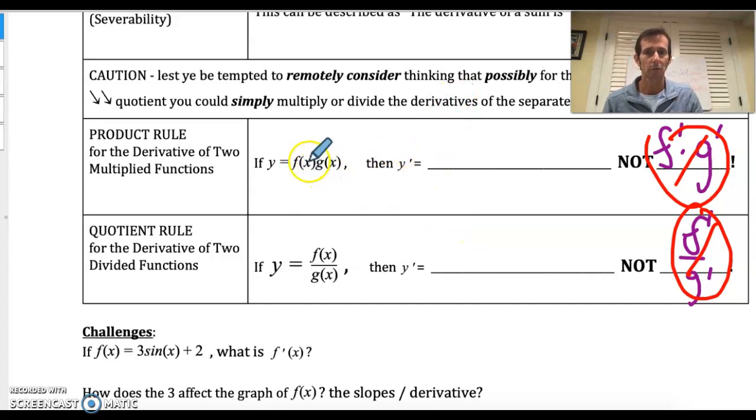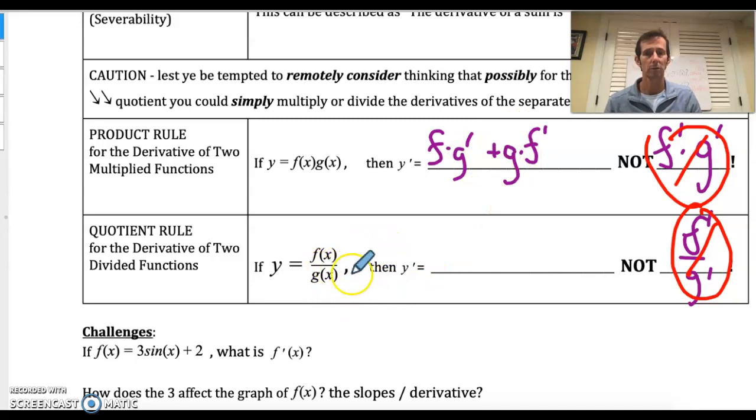So the product rule is when you have two things that you're multiplying, you take the first function times the derivative of the second function plus the second function times the derivative of the first function. So you'll notice each function has a derivative, and it gets multiplied by the other function's general function. I'm going to give you an example of that in a minute.